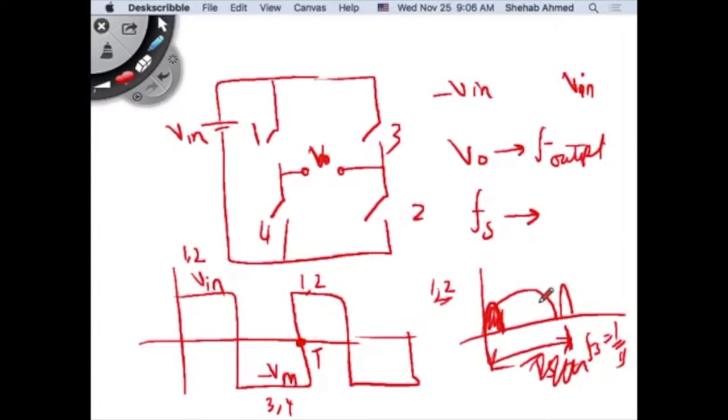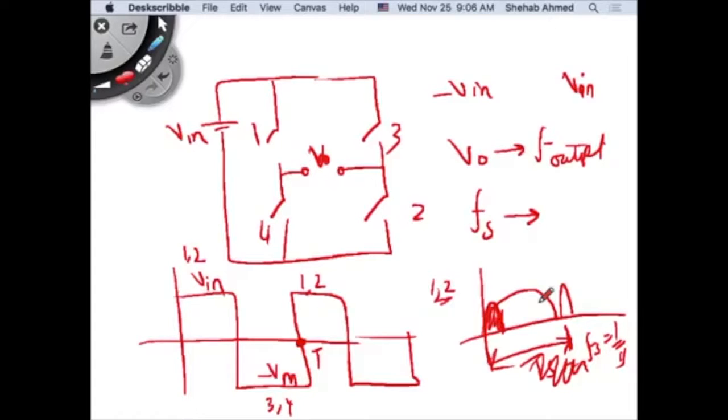No, this is a question that I need an answer for. Yes? You're not convinced? I don't get how it's the whole period. Like switching, what is the switching frequency in this diagram?